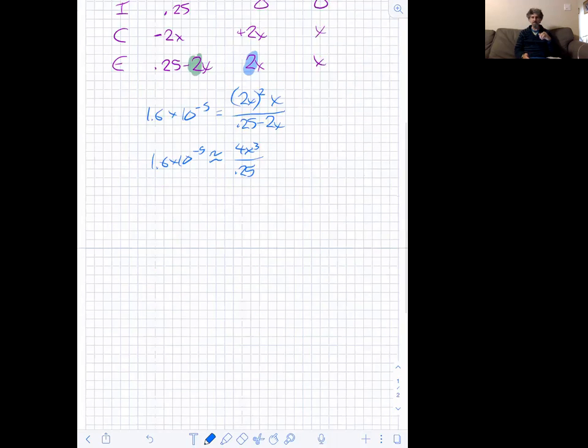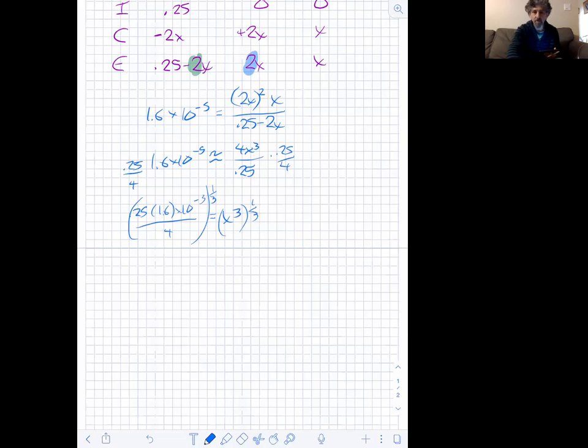Multiply both sides by 0.25 over 4, 0.25 over 4. And we have 0.25 times 1.6 times 10 to the minus 5 all over 4 is what x cubed equals. And we can plug all that into a calculator and cube root, or rather raise both sides to the 1/3 power, which is the same thing. And if you do that, you get the answer.